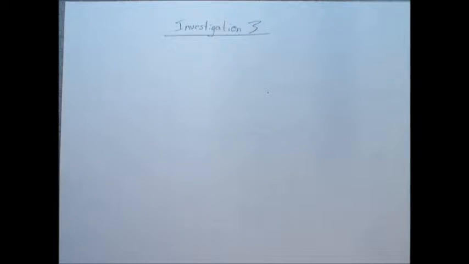Okay, investigation 3, it's exploring angles of polygons. So we're going to draw a few polygons. It doesn't matter if they are regular, it doesn't matter if they're convex, it doesn't matter if they're concave. But we're going to be dealing with diagonals. Remember, the definition of diagonal is connecting non-adjacent vertices. Connecting non-adjacent vertices is what a diagonal is.